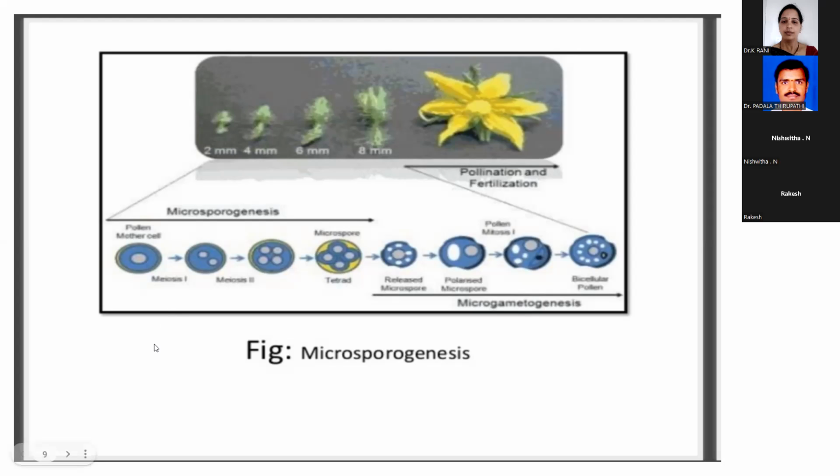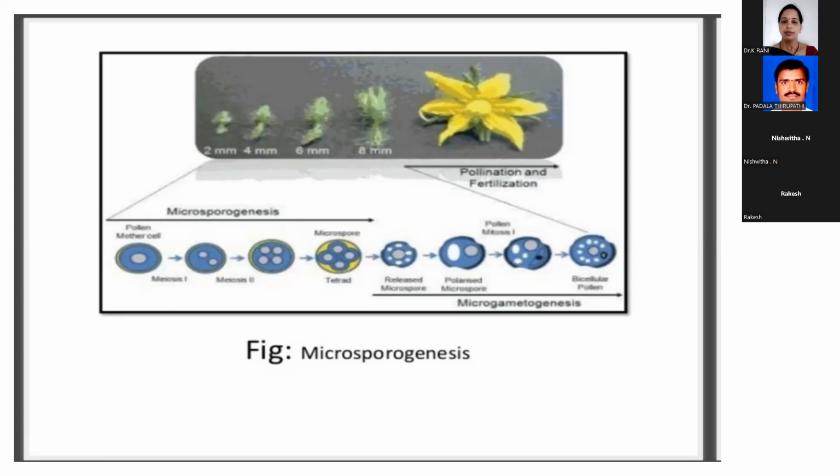The first division of the microspore gives rise to the vegetative cell of the pollen grain. It represents the beginning of the male gametophyte. The structure of the microspore or pollen grain has already been given in this diagram: meiosis 1, meiosis 2 and tetrad formation. You will observe it in this way.